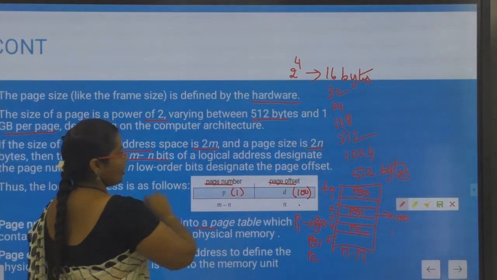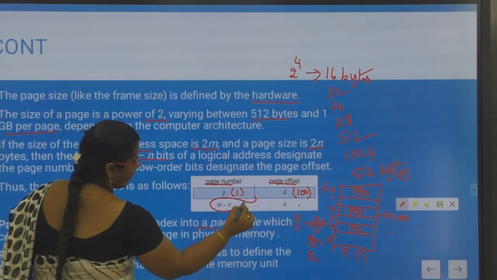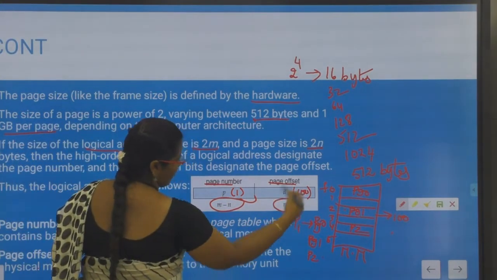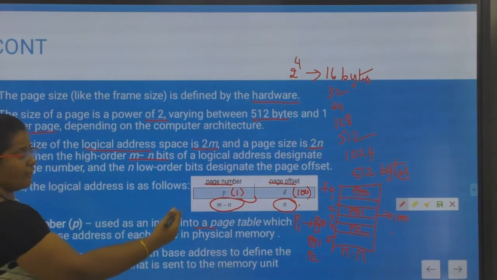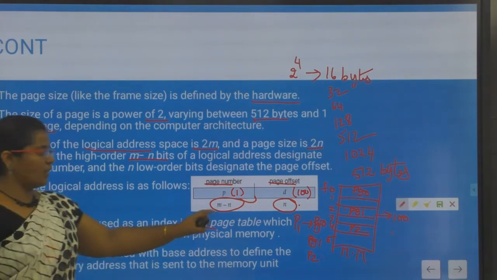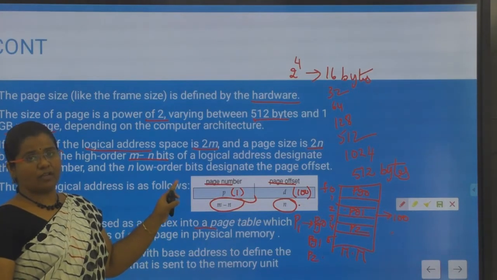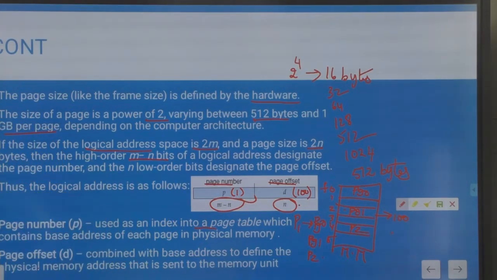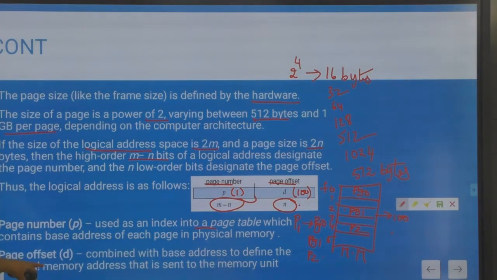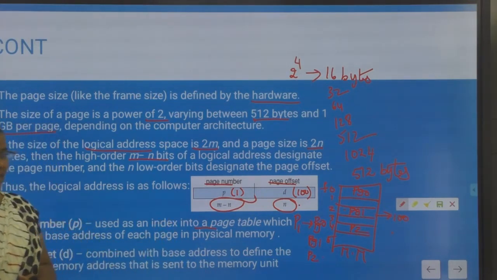These higher order m minus n bits of your logical address will designate the page number, whereas the lower order n bits, from your LSB side, you will consider as the page offset. To represent the page offset you will have n bits, and m minus n bits for storing your page number. This page number will be used as an index to your page table, and then the page offset is combined with the base address. We'll see what this page table is now.